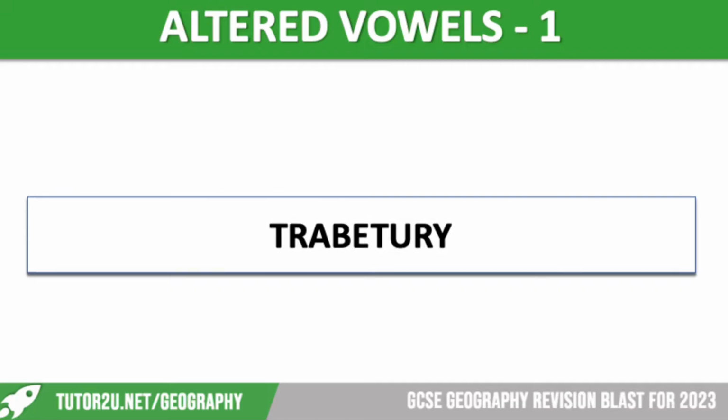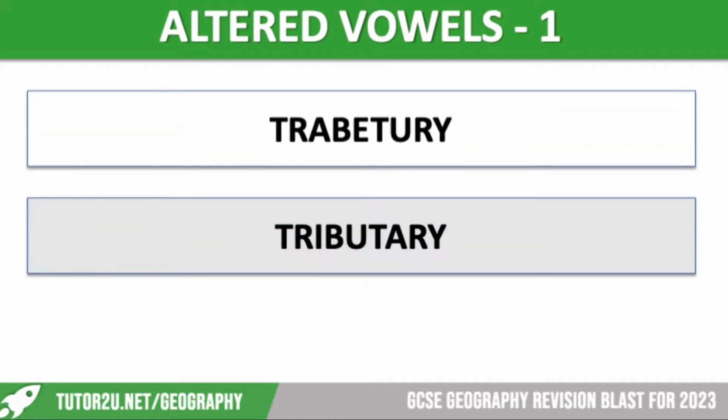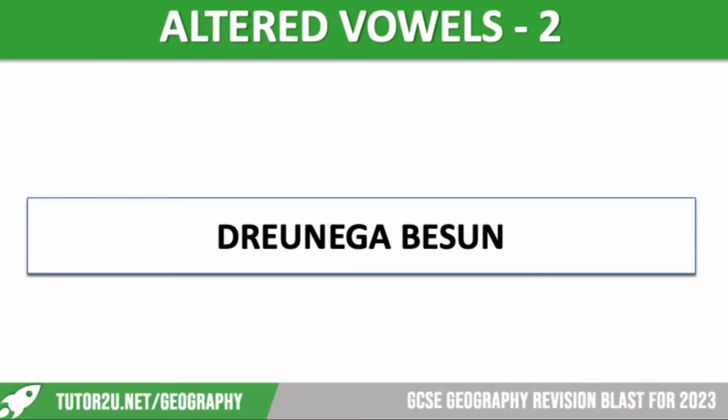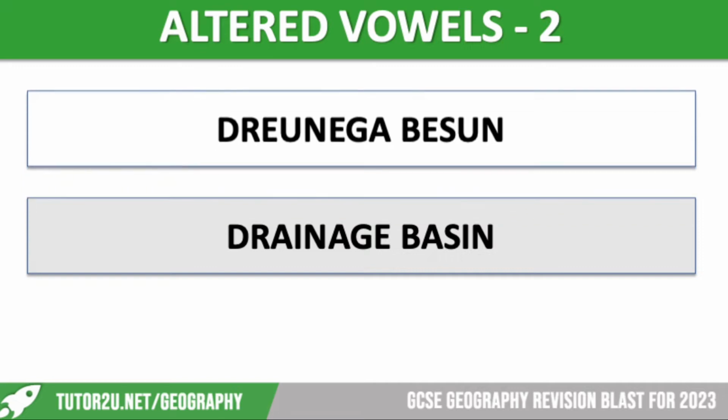Okay, let's reveal. It is tributary. So a tributary is a small stream feeding into the main river channel. Right, a slightly trickier one here. Just going to give you a moment to try and work this one out. Let's have a look. It is drainage basin, also known as a catchment area, and the drainage basin is the area of land that is drained by one river and its tributaries.